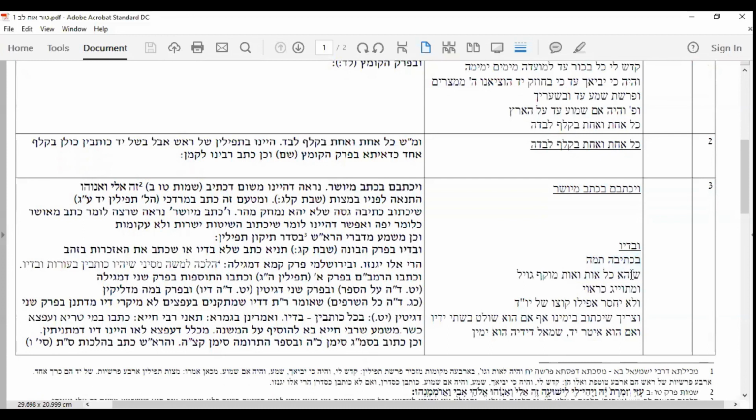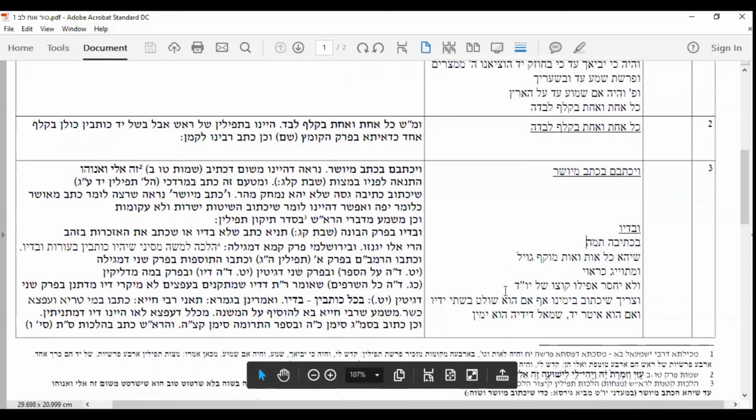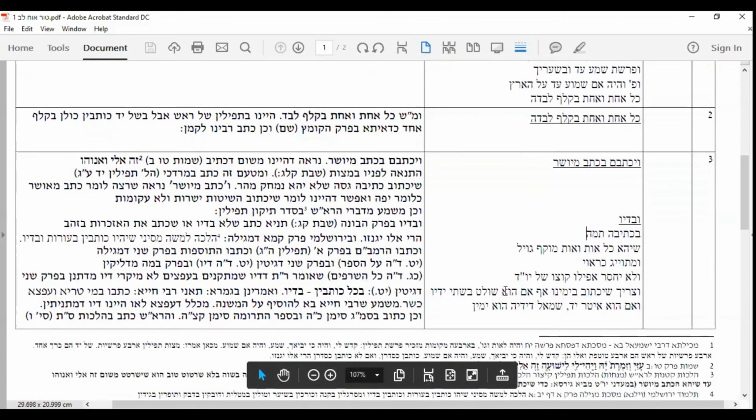Shehekol ot v'ot mukaf gvil. Each letter should be surrounded by the skin. U'metuyad karaui, and given its crowns properly. V'lo yechsar afil kotso shel yud. It should not be missing even the thorn or the serif of the yud. But tzarich shichtov b'yimino. He has to write with his right hand.